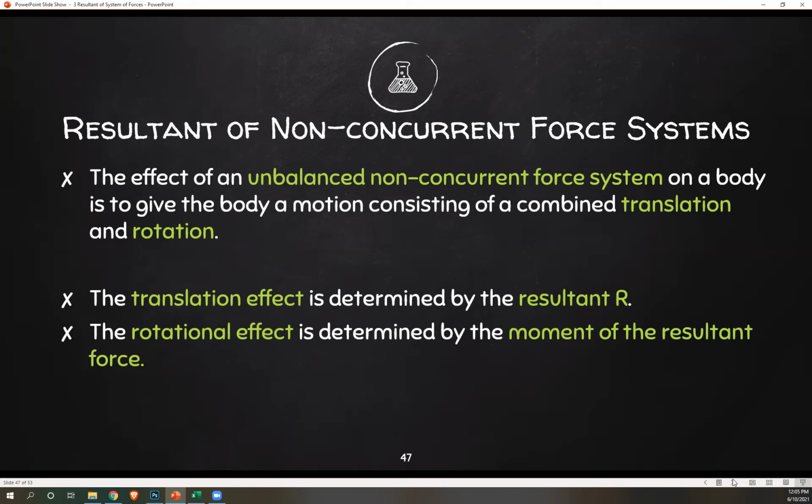So the translation effect is determined by the resultant R, and the rotational effect is determined by the moment of the resultant force. Previously, for concurrent force system, we only had resultant R. And then for resultant of parallel forces, we got our moment M. Therefore, resultant of non-concurrent force system is a combination of concepts for both concurrent and parallel forces. So we're gonna do both summation of forces and summation of moment.